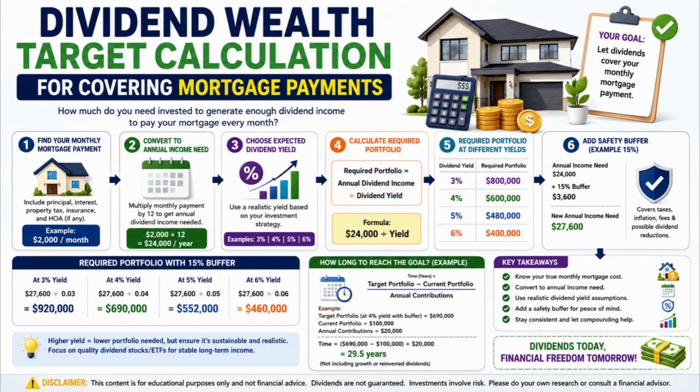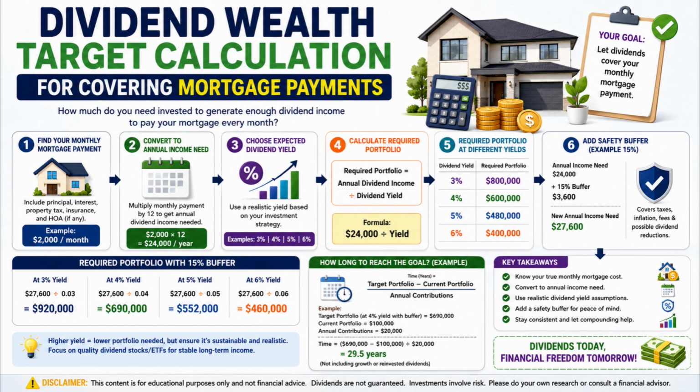After that, choose an expected dividend yield. Dividend yield means the annual dividend income divided by the total portfolio value. For planning, the infographic uses example yields of 3%, 4%, 5%, and 6%. A lower dividend yield usually requires a larger portfolio, while a higher dividend yield requires a smaller portfolio. However, the yield should be realistic and sustainable, not just the highest number available.